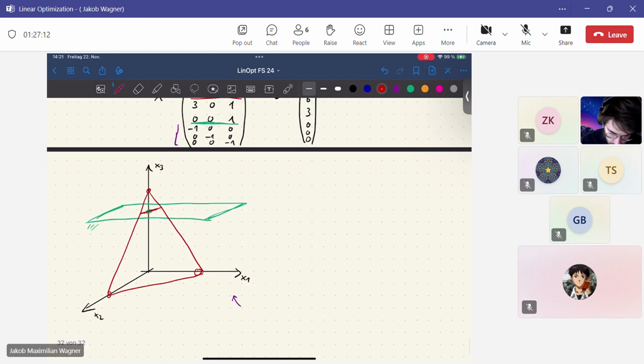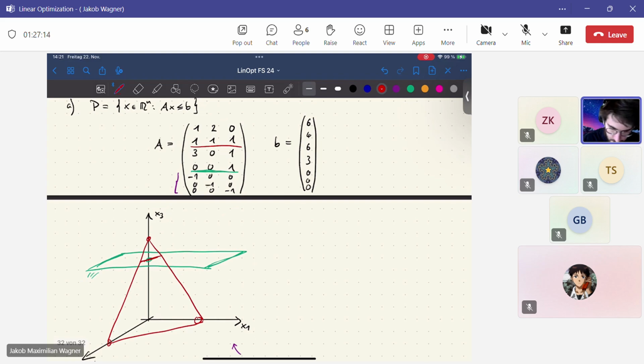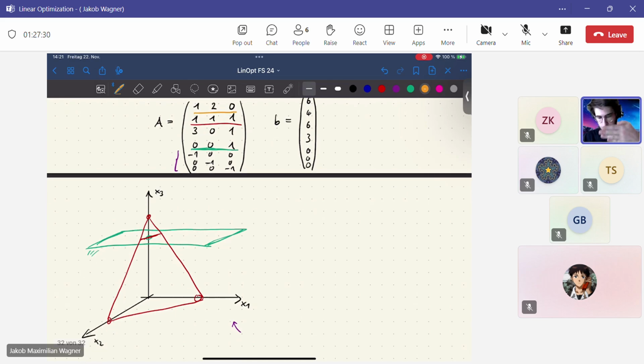And then we have the 2 additional constraints. So, running out of colors. So this one, this 1, 2, and 0 constraint, this doesn't depend on x3 at all. So it's just a hyperplane that's more or less standing upright on the x1, x2 plane. And this is given somewhere like here.